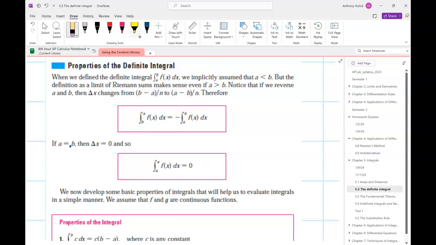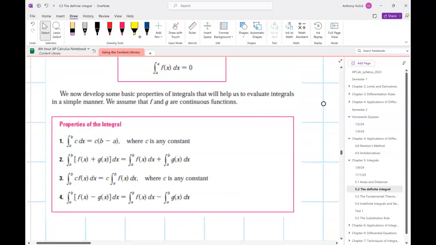Whatever. Easy, right? If I integrate from A to A, what's the width of that rectangle going to be? 0. What's the area under the curve got to be? 0. That's fine.